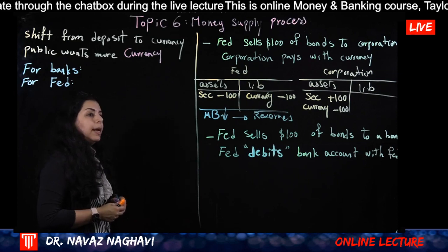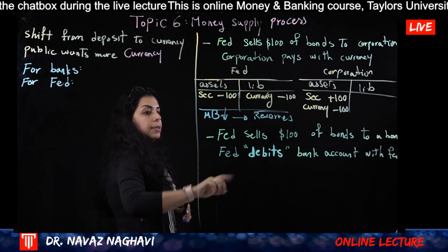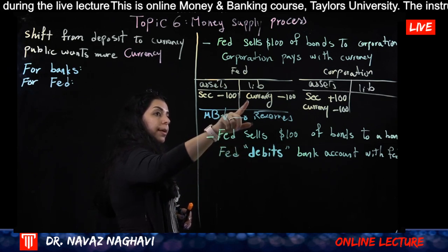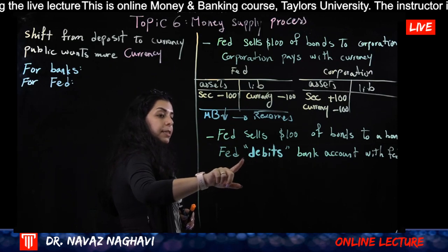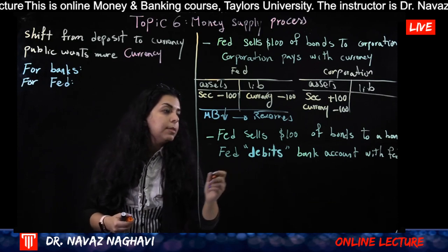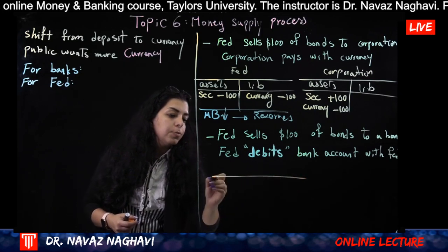Then we move to another example. It is saying that the Fed is selling 100 units of bonds to the bank, and the Fed debits the bank's account with the Fed. So once it is selling, instead of the change in currency, this time the Fed is changing the reserve. So we want to show what is happening to the bank and the Fed account.